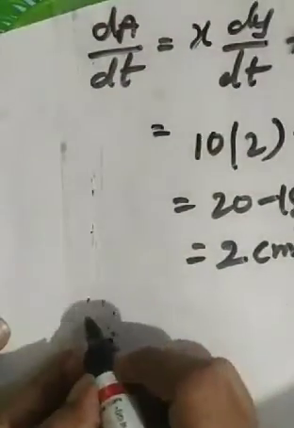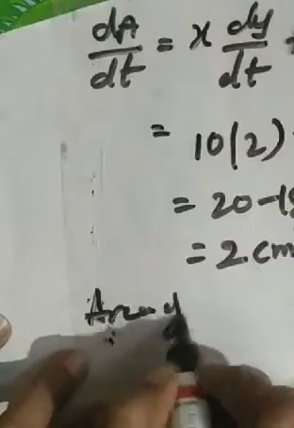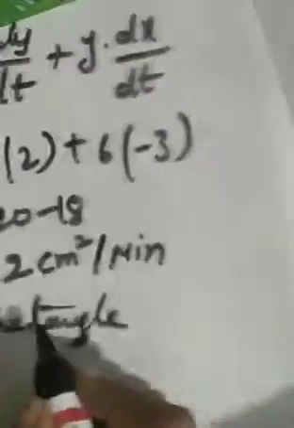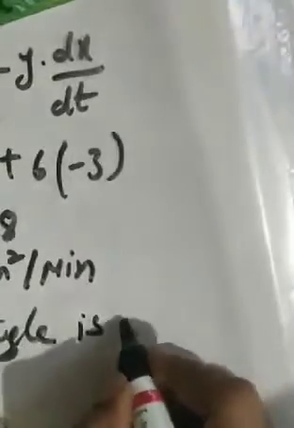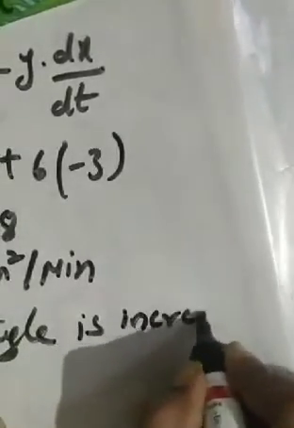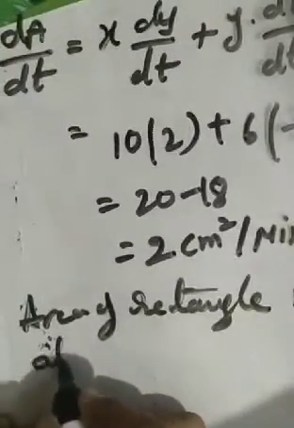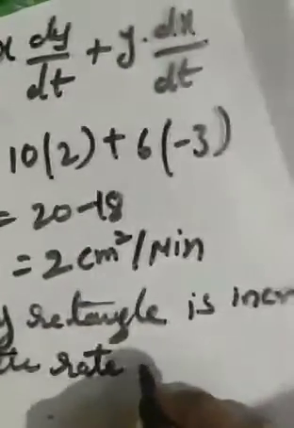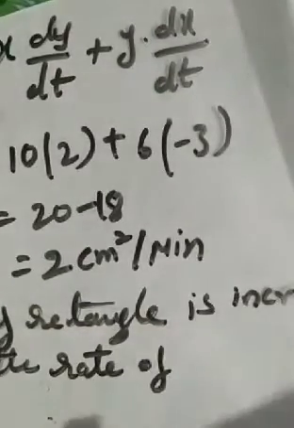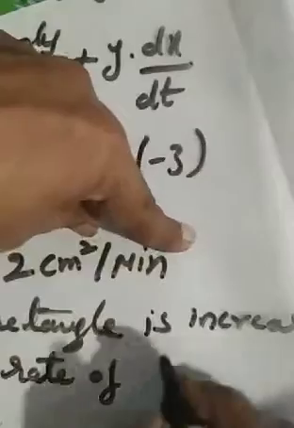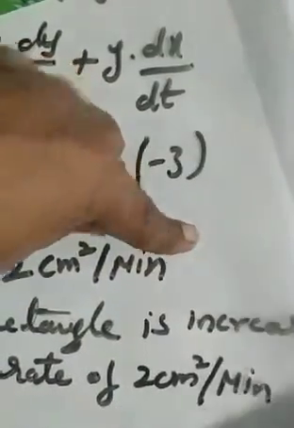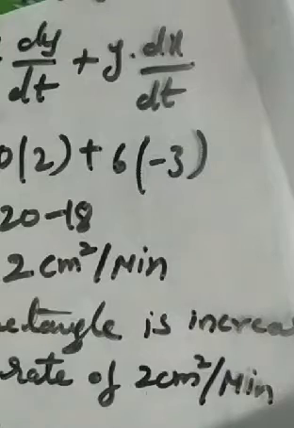Give the statement. So area of the rectangle is increasing at the rate of 2 centimeter square per minute.